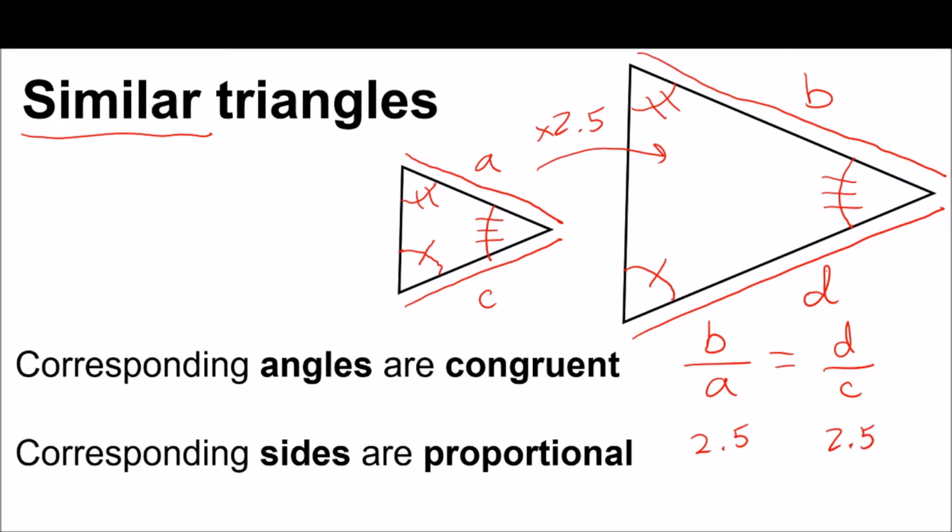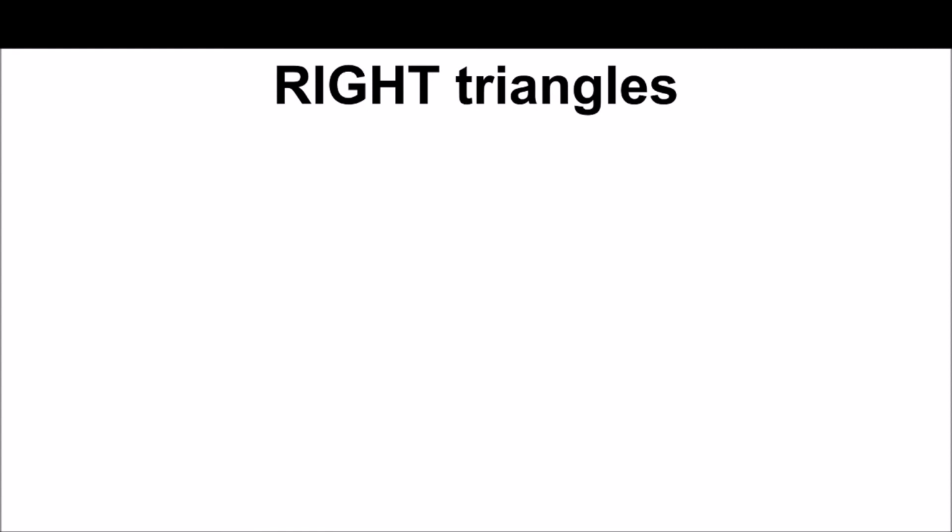Now, that's similarity for all triangles in general, any old triangle. But we start to notice more when we move on to looking just specifically at right triangles. So right triangles. Here's a right triangle, and remember, right triangle just means that one of the angles is 90 degrees, so this one in our example.